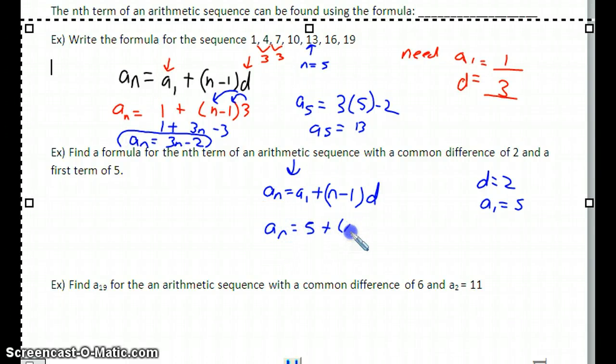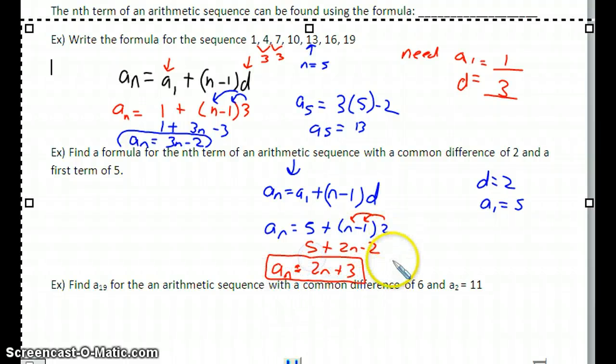5 plus n minus 1 times 2, multiply in, combine like terms, 2n plus 3 would be the formula to find any term of this sequence. Now I don't have the actual sequence, so I can't plug anything in and test it on this one.